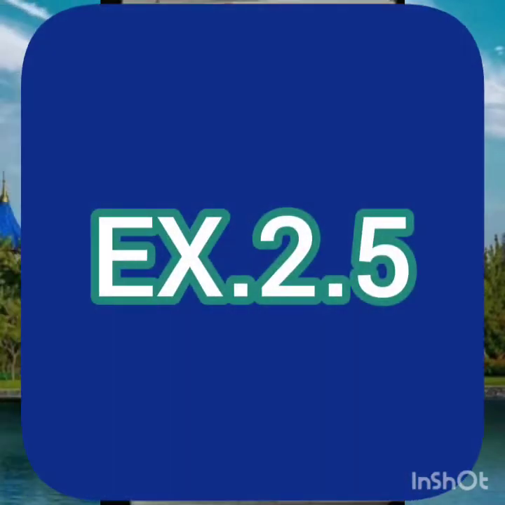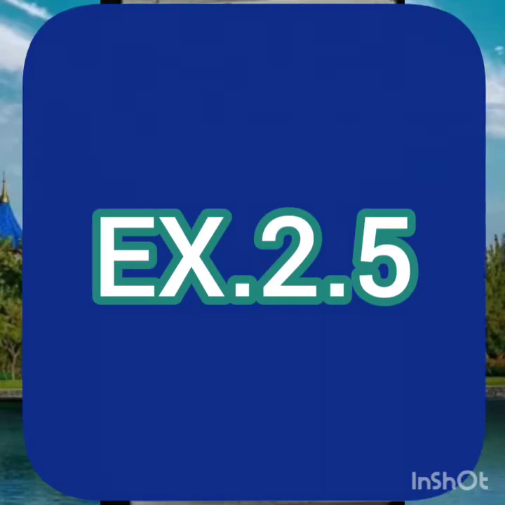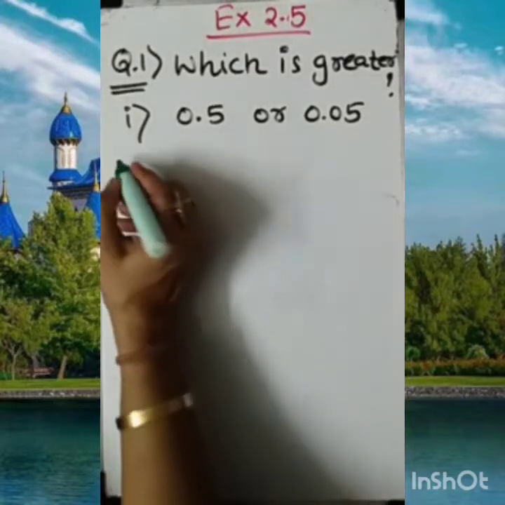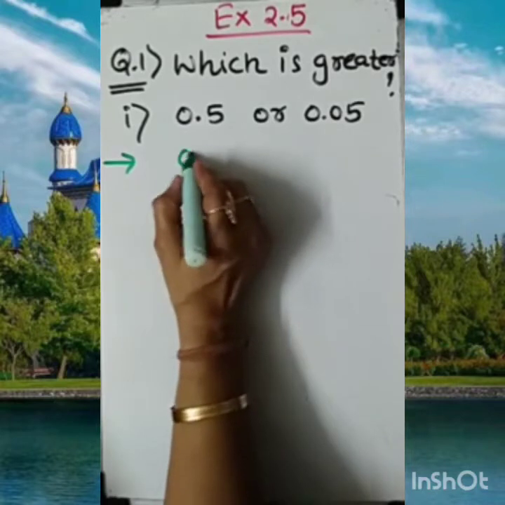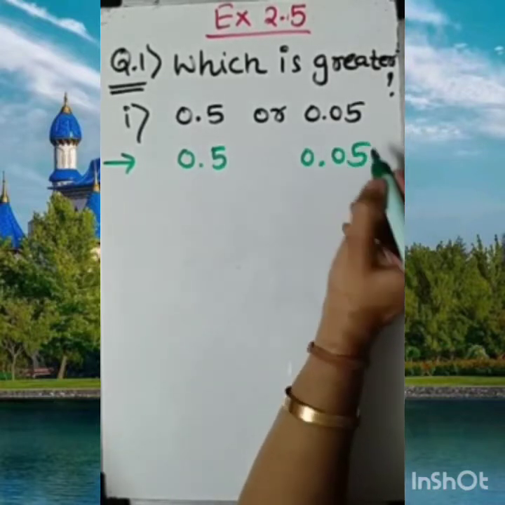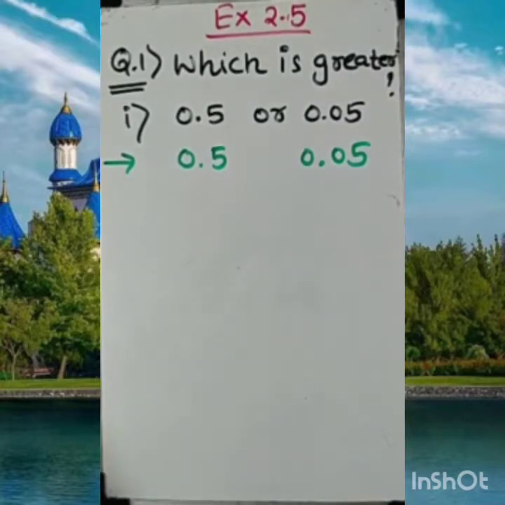Dear student, here we are starting exercise 2.5. That is question number 1. We are given which is greater. In the first one we are given 0.5 or 0.05. So we need to mention which is greater, and through the sign of greater than or less than we are able to say this.